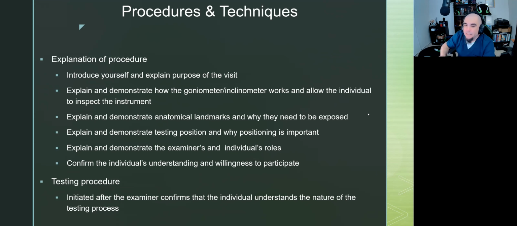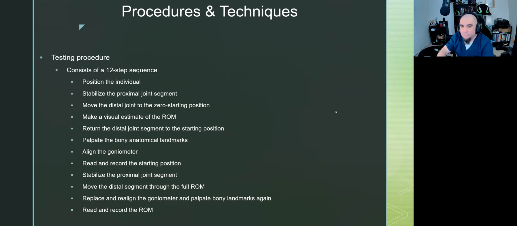Introduce yourself, explain and demonstrate how the goniometer and inclinometer work. Allow the patient to inspect it. Here's my goniometer. This is going to help us check your range of motion. Talk about the landmarks we're going to use, why they need to be exposed, right? Why we need to touch them. Explain and demonstrate the testing position, why it's important. Explain and demonstrate our roles and their roles, and then confirm that they understand. So this is what we're going to do. So that kind of makes sense to you, right? And then test it. Once the patient is okay with it, then we are going to test them.